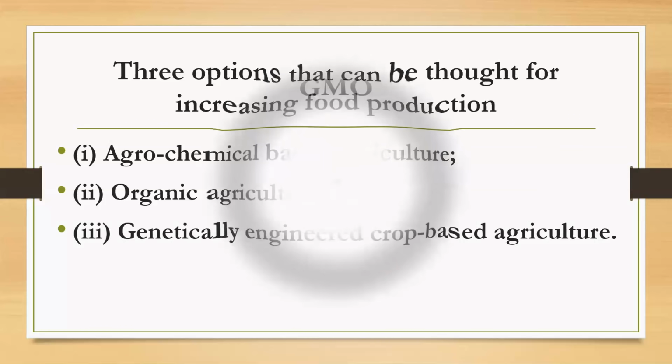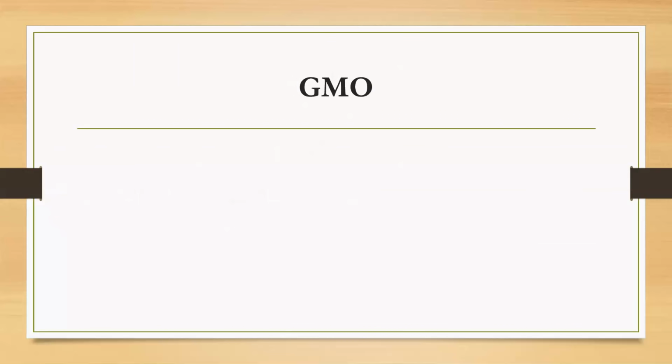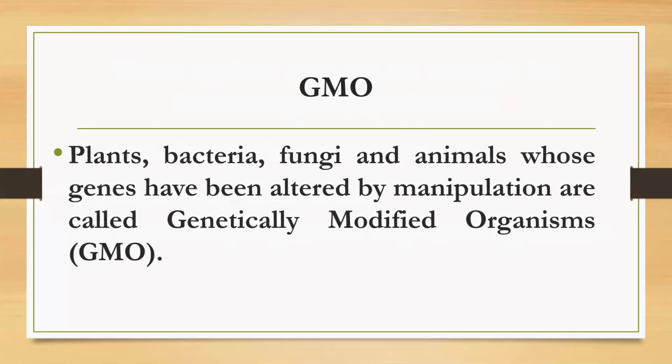Now let me explain an important term used in biotechnology, that is GMO. GMO means genetically modified organism. That organism may be a plant, a bacterium, a fungus, or even an animal. So plants, bacteria, fungi, and animals whose genes have been altered by manipulation are called genetically modified organisms, or GMO. If it is a plant, it is a genetically modified plant. Here we are mainly focusing on genetically modified plants.